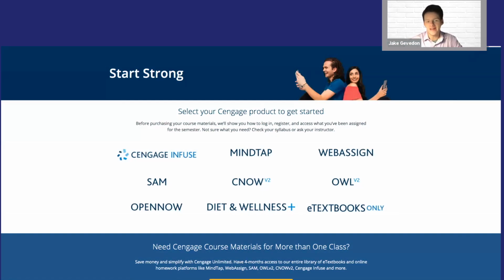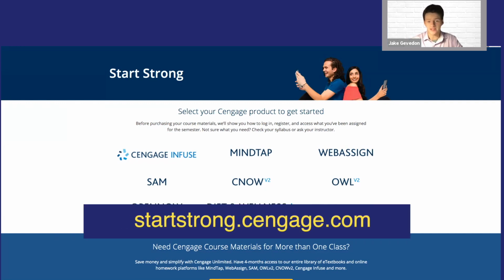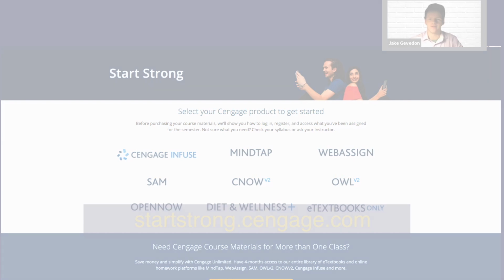Before we start, make sure you've signed up for your CNOWv2 course and that you have an active CENGAGE account. If you need to create an account, hit pause while you go to startstrong.cengage.com and learn how to register for your course. Then you can come back and watch the rest of this video.